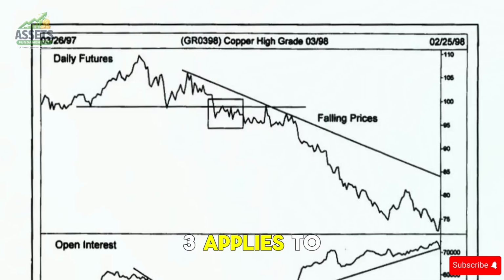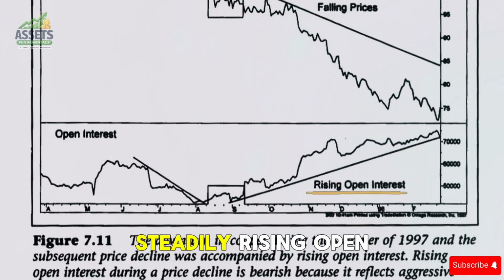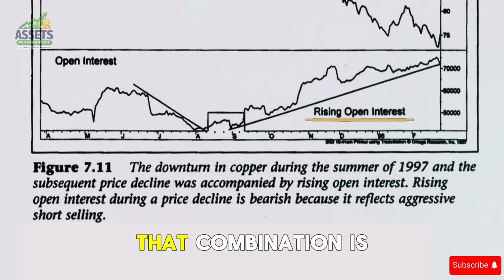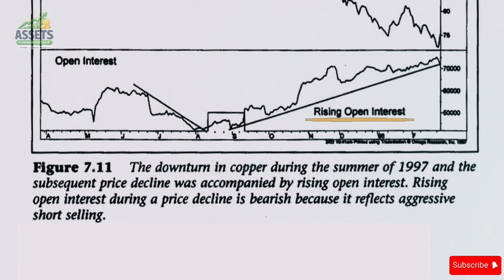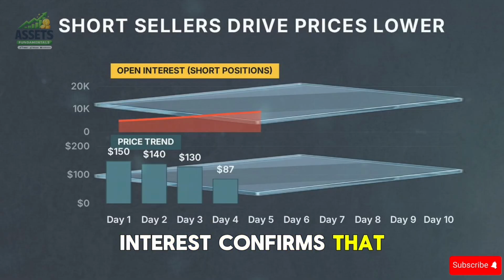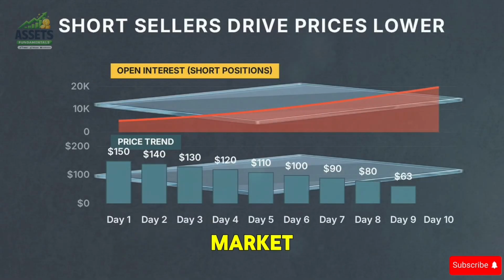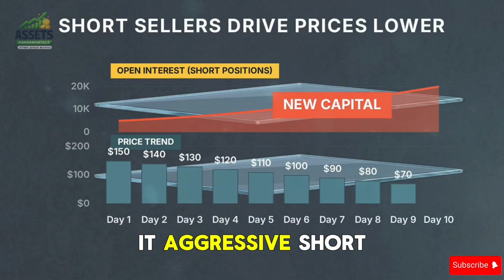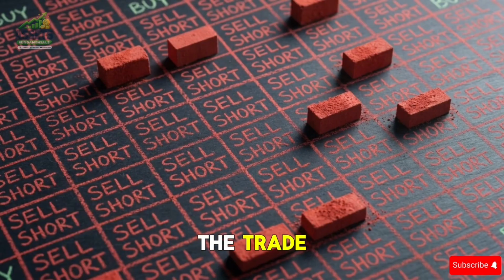Rule number 3 applies to downtrends. On this chart of copper, a long, sustained price drop is mirrored by a steadily rising open interest line. That combination is highly bearish. The rising open interest confirms that new capital is actively entering the market to bet against it. Aggressive short sellers are dominating the trade, increasing the probability that the decline will continue.